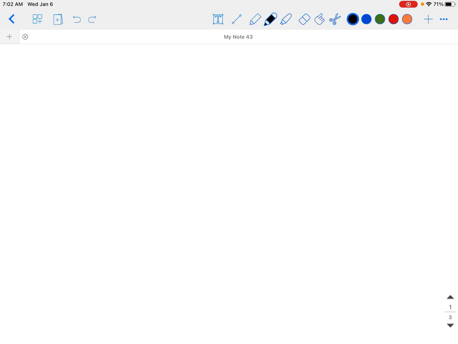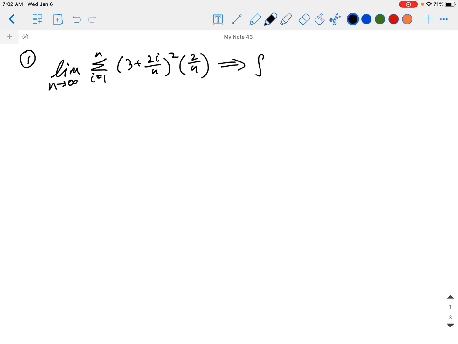All right, so let's suppose that for our first example, we're going to take the limit as n goes to infinity of the sum from i equals 1 to n of (3 plus 2i over n) squared times 2 over n. The question is, what is the definite integral that is represented here? What we need to figure out is what each piece is in general and see if we can figure out what the function is.